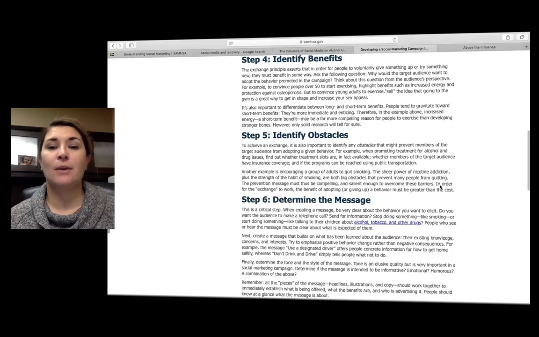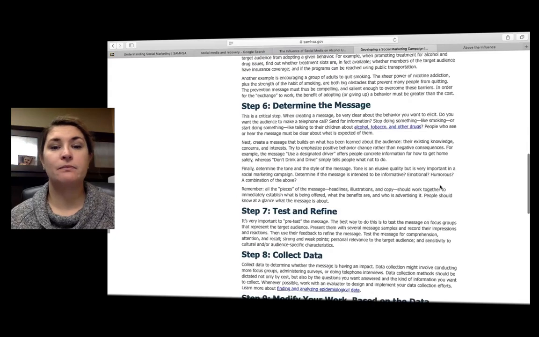We need to identify what are going to be the benefits. Why would target audiences want to adopt this behavior that our campaign is going to highlight? Then also identifying the obstacles to achieve this exchange in behavior. What are the obstacles that might prevent members from the target audience from adopting the new behaviors?